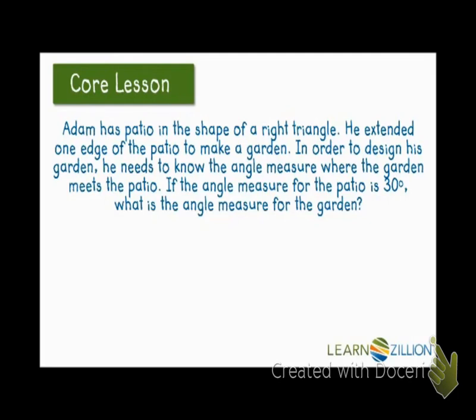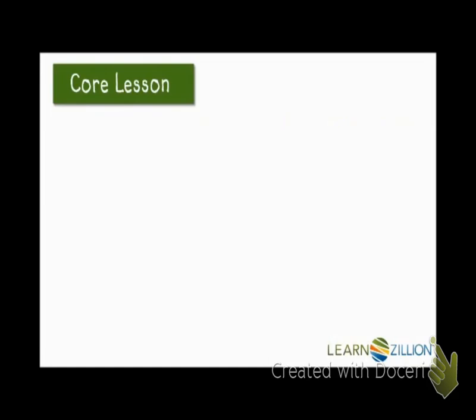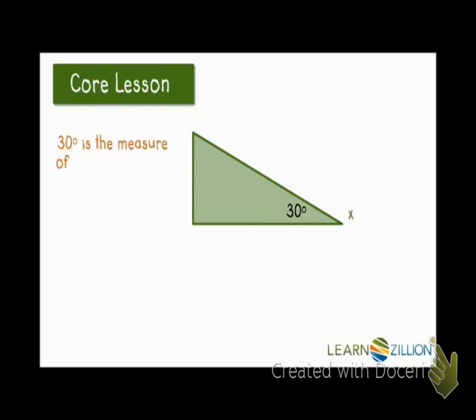Well, let's take a look at a diagram. We have a patio in the shape of a right triangle, and from that patio we're extending to make a garden. We know that we have an angle that measures 30 degrees. Let's take a look at how we can use this information to find the angle of the garden, which we can call angle x. We can take a look at our patio, and we know it's got an angle measure of 30 degrees. And we know that we need an angle measure of x.